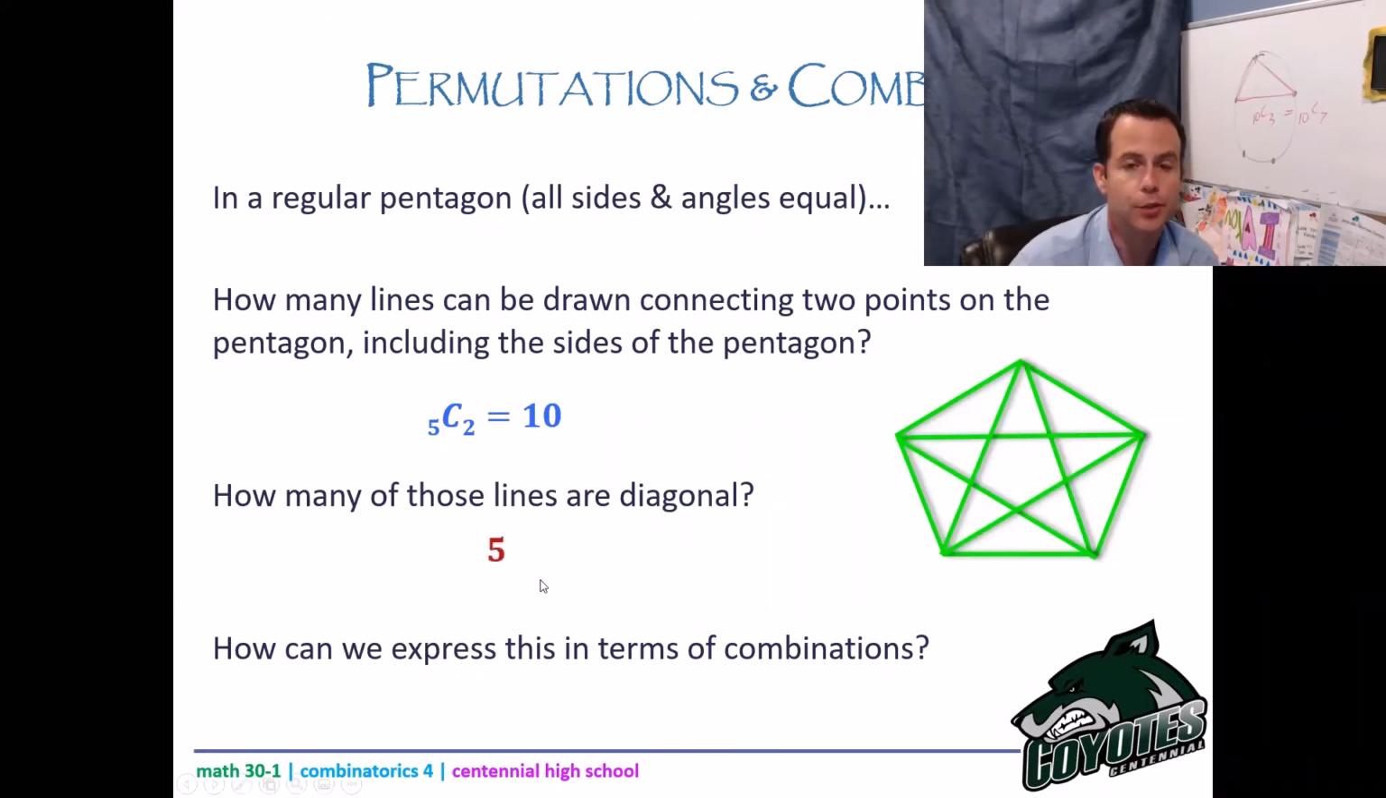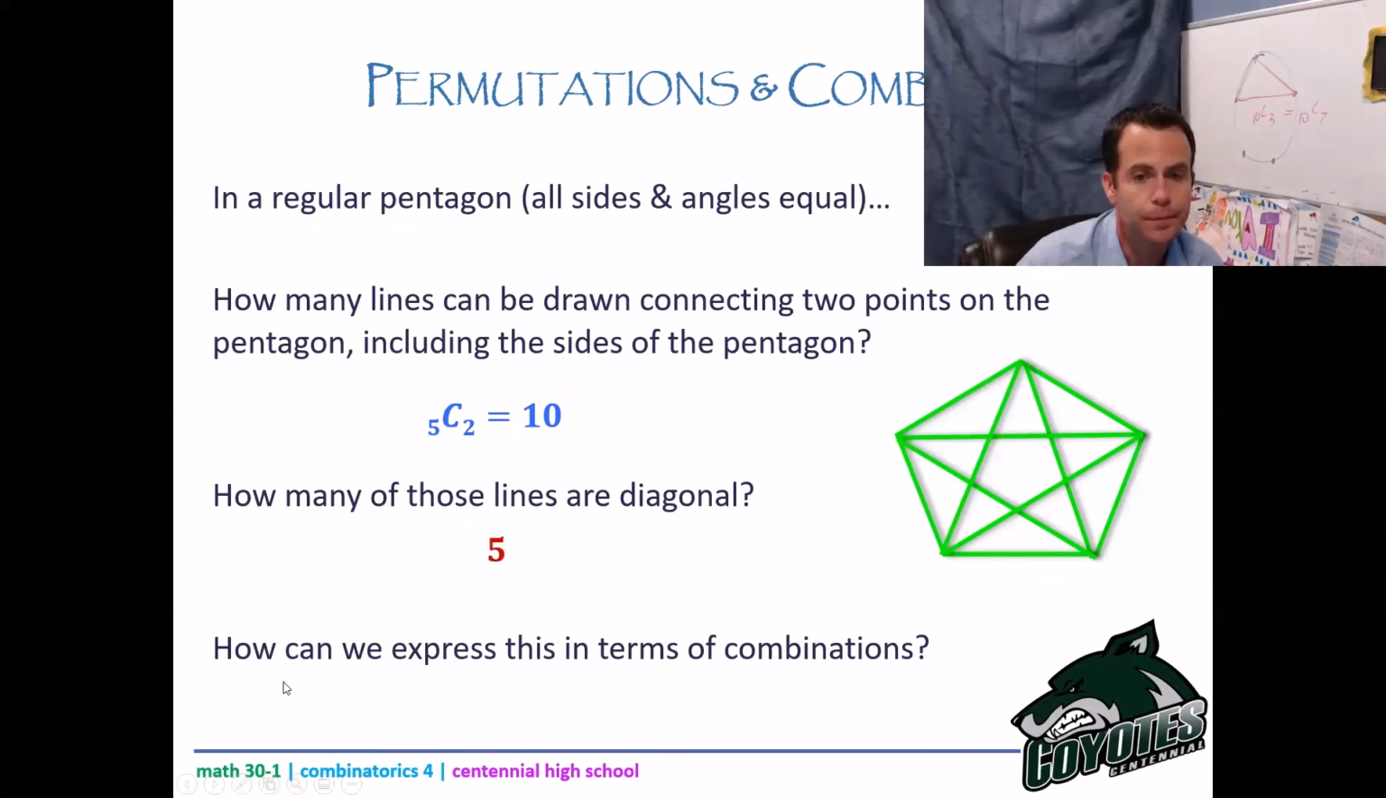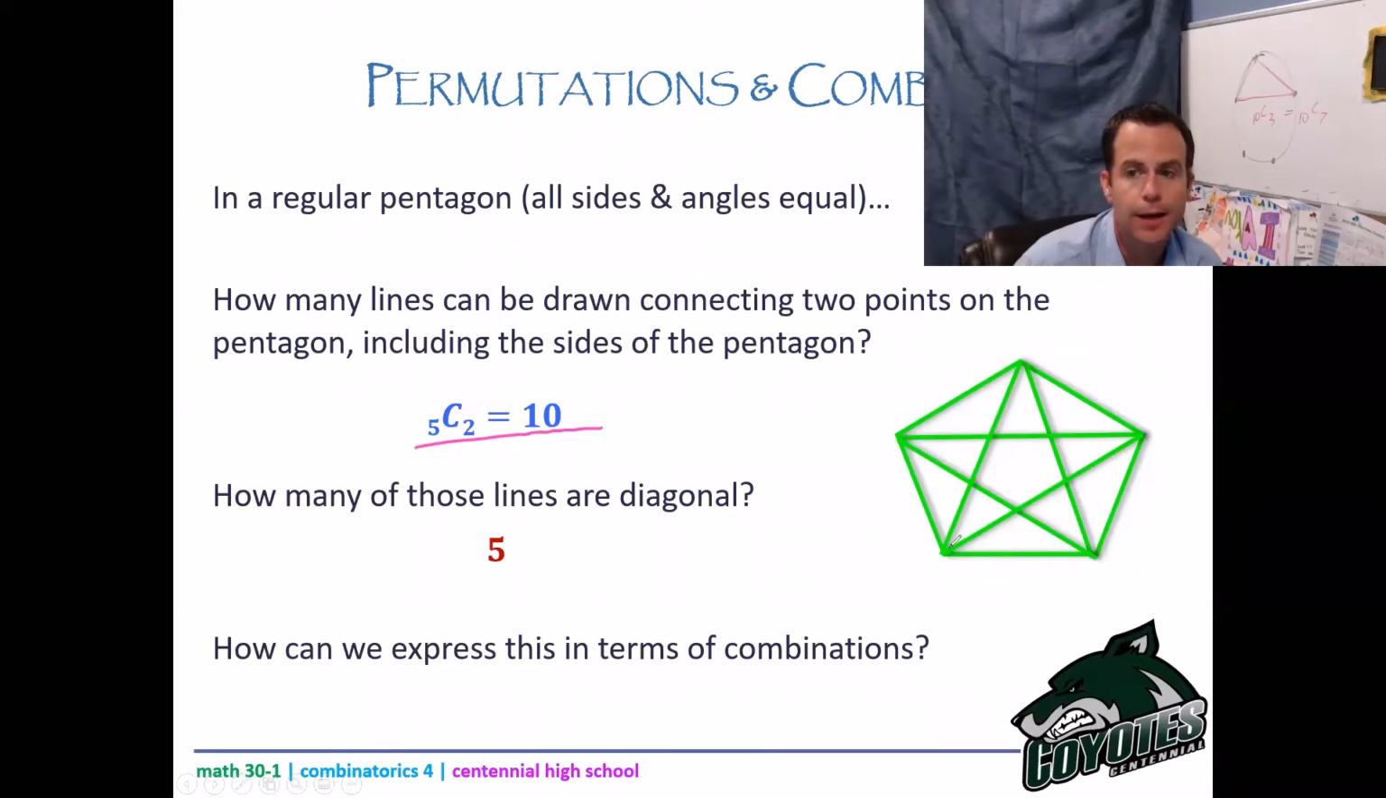How can we express this in terms of combinatorics or combinations? Essentially, what you have to think about is when you did the 5 choose 2, that gave you everything. Then you'd have to subtract the outside sides because the outside sides are not diagonals. So what we would do in this case is 5 choose 2 minus 5 because there's 5 lines on the outside. But in any scenario, it would be n choose 2 minus n, where n is the number of sides in a regular polygon.